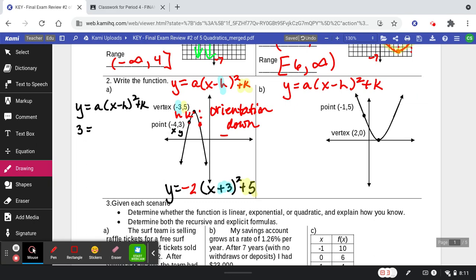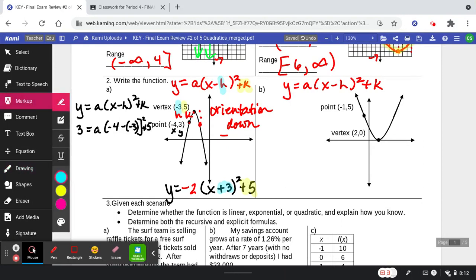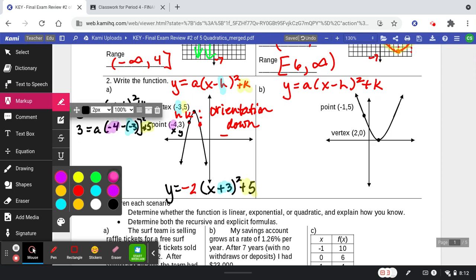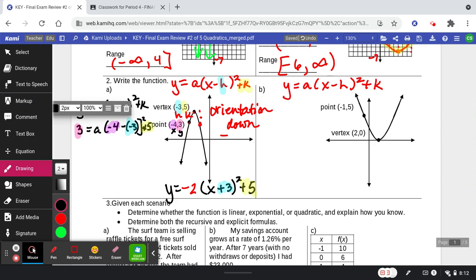So 3, the x is -4, then minus the h, which is a -3, and then it's plus 5. So I just plugged in all these things. Let me highlight so you can see where they came from. I got this -3 from right there. I got this 5 from right there. Then I got this -4, and I got this 3. Those all got plugged in as the x and the y and the h and the k.